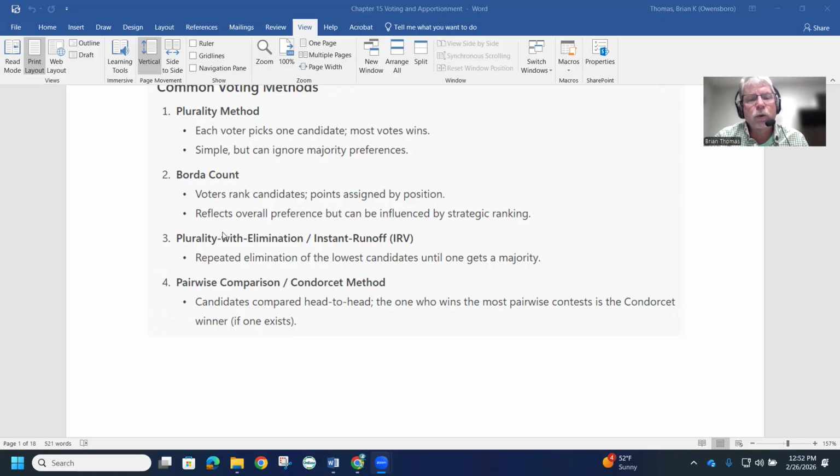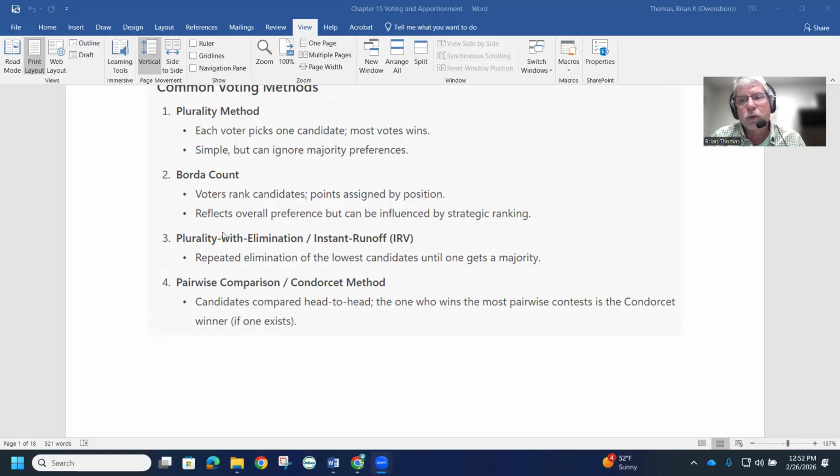Pairwise comparison is also called the Condorcet method. Candidates can be compared head to head. The one who wins the most pairwise contests in the Condorcet method is the winner, if one exists, if you will. We're not going to talk about that one in our homeworks. We're only going to focus on those first three.